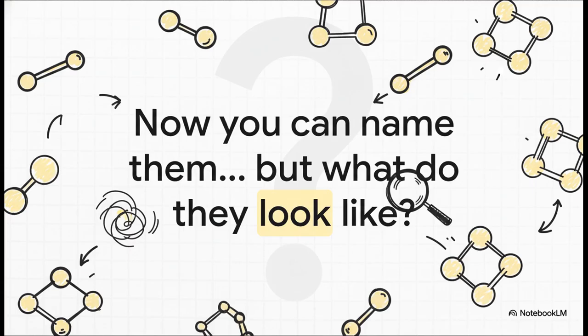So, we've cracked the code for what we call these things. But a name is just a name. It doesn't tell us about a molecule's shape, which is absolutely crucial for how it actually works in the real world. So now that you can name them, what do they really look like in 3D? Well, that's a great question for next time.